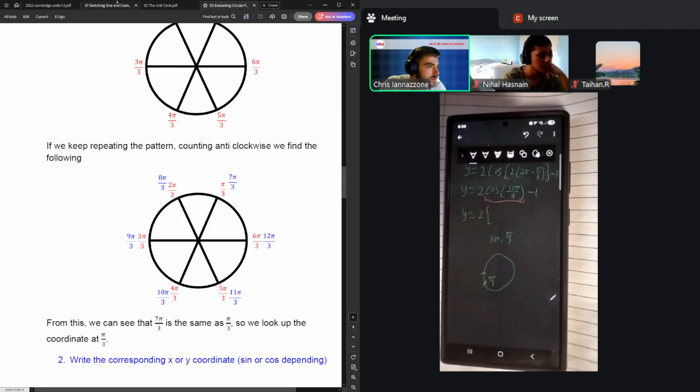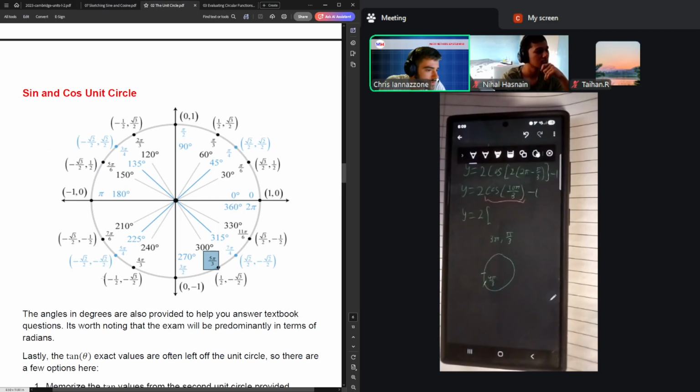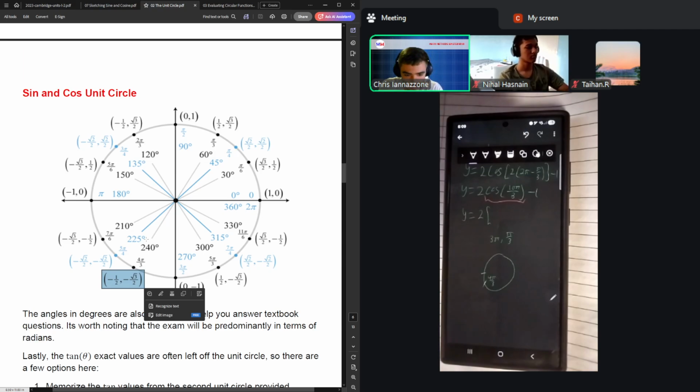But okay, so now that we know we're at the 4 pi over 3 spot, we now need to figure out which of these values is valid. We have cosine, so which of those values is going to be valid for our evaluation?